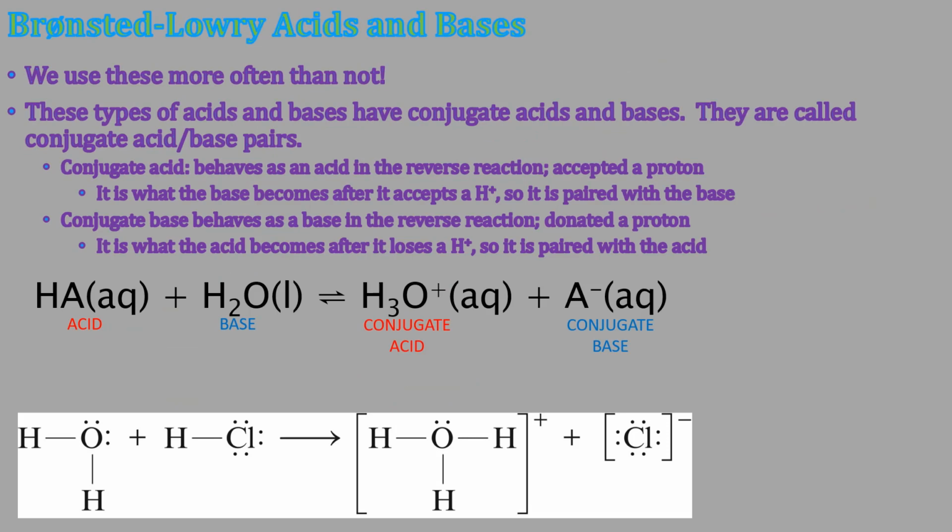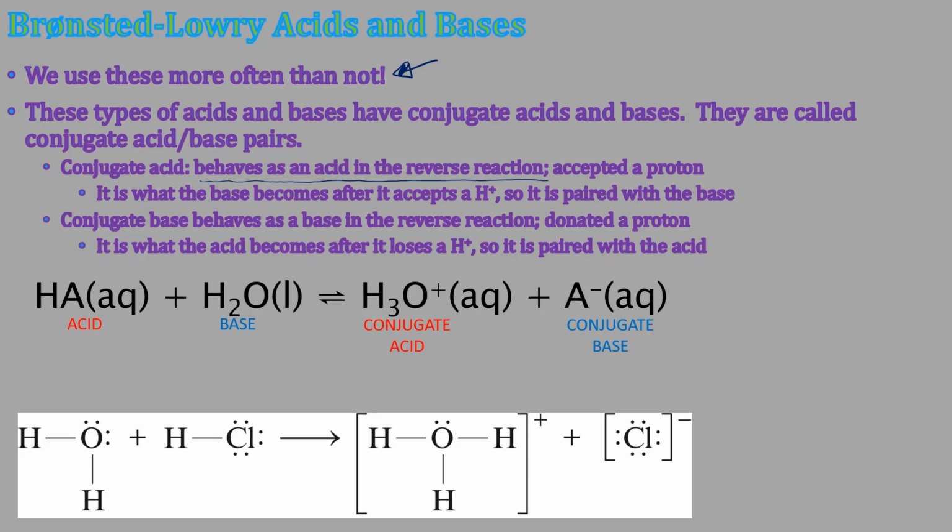All right, so if we look further at Bronsted-Lowry acids and bases, we use these more than we use anything else. So you should be able to think about Bronsted-Lowry acids and bases instead of Arrhenius. These types of acids and bases have conjugate acid and base pairs. Okay, and conjugate acids behave as an acid in the reverse reaction.